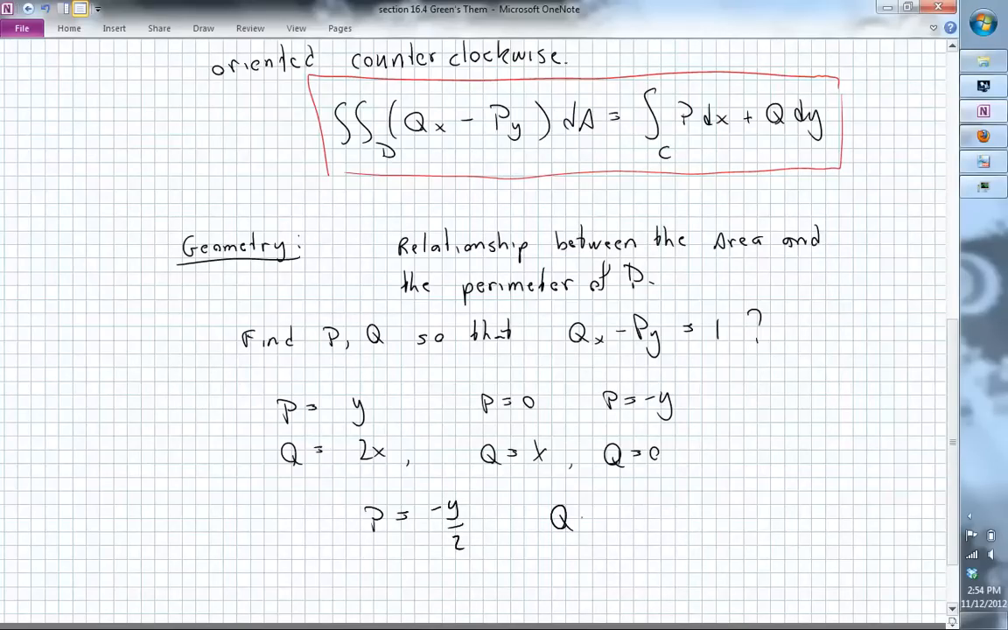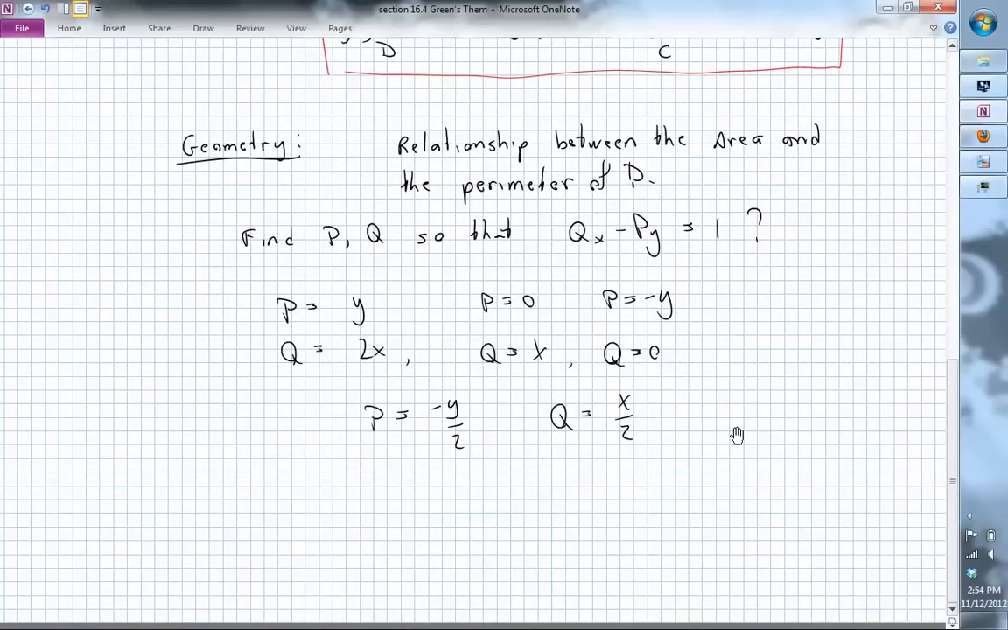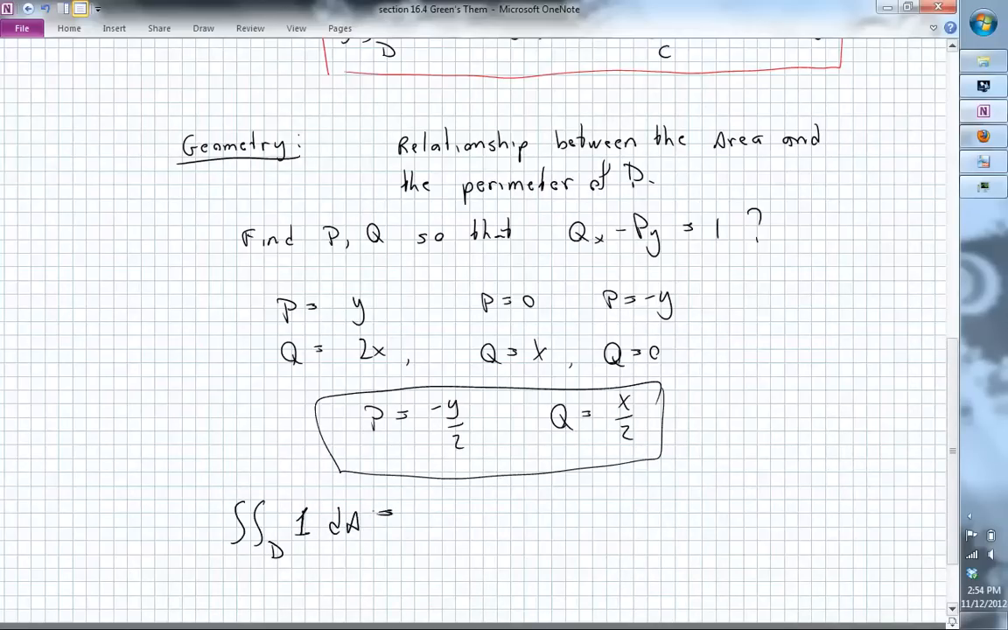Trying to make sure I get my signs right here. Yeah, so any of those pairs will accomplish this goal. Well, why is this an interesting goal? Well, let's see the consequences of this. I'll use the last pair since, like I said, it is probably the crowd favorite. Drop that into this guy, you get 1 dA. After all, that was by construction. And you put that over here. P is minus y over 2 dx, and Q is x over 2 dy, like that.